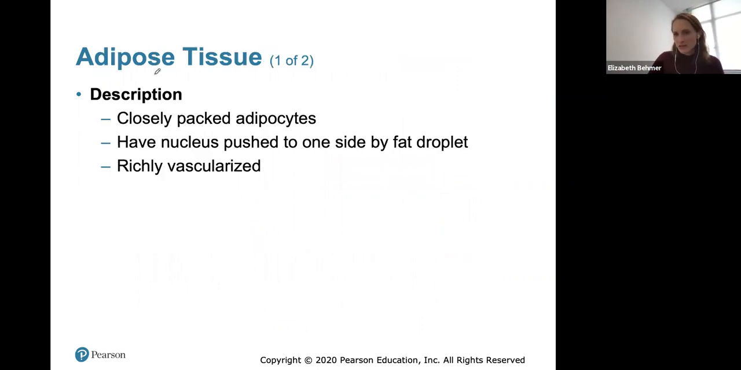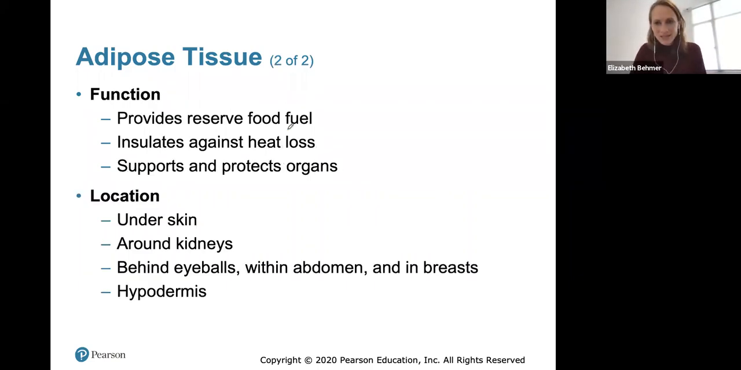Adipose tissue then is another type of connective tissue. It's created of adipocytes, and it has a nucleus pushed off to one side by a fat droplet. It's highly vascularized. It functions to provide reserve food fuel. It insulates against heat loss. It supports and protects organs. It's located under your skin, around kidneys, behind walls.